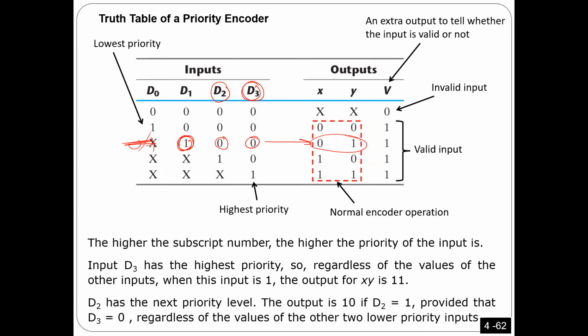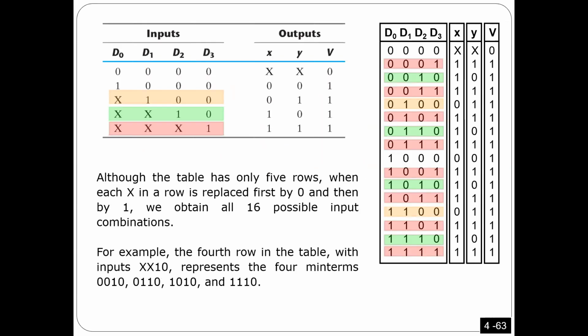Is that okay? Now, given this truth table, how can we get the function? I'm going to tell you how. Very interesting thing as well. Look here. This is how the truth table should completely look, right? I have 4 inputs here. These are the 4 inputs I have. That means I have 16 cases, and I have 3 outputs, X and Y and V.